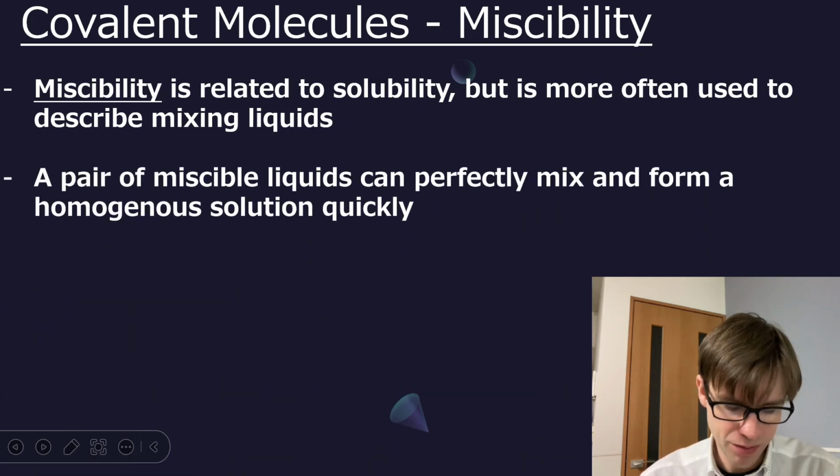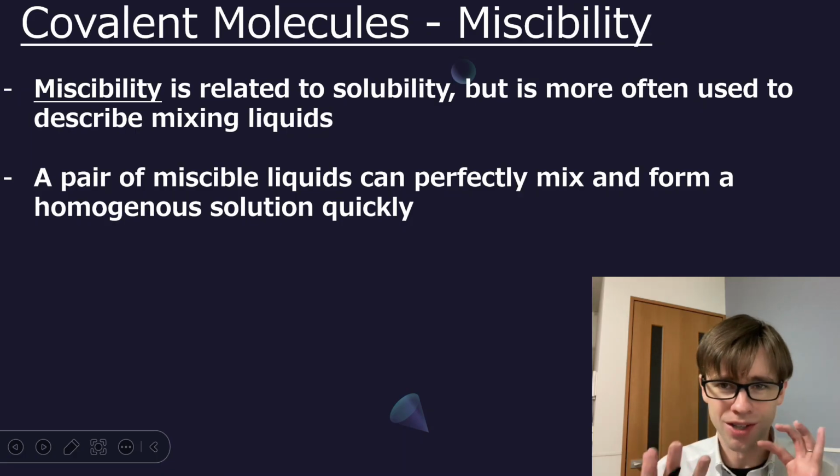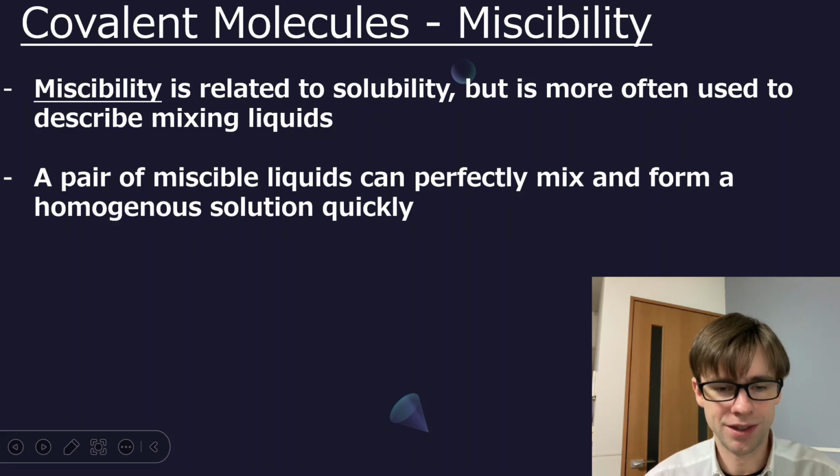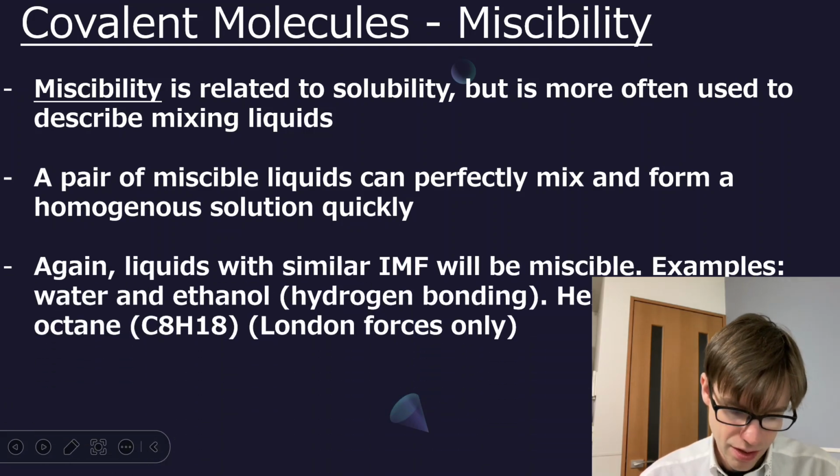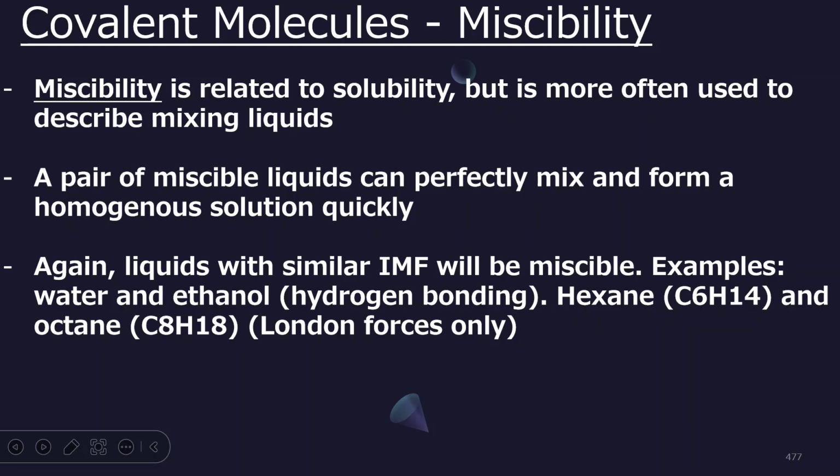So a pair of miscible liquids can perfectly mix and form a homogeneous solution quickly. That means there's not going to be any pockets or bubbles or dense regions of one liquid versus the other. That's a homogeneous solution. And again, liquids with similar intermolecular forces will be miscible. Examples are water and ethanol. They can hydrogen bond with each other and mix perfectly fine.